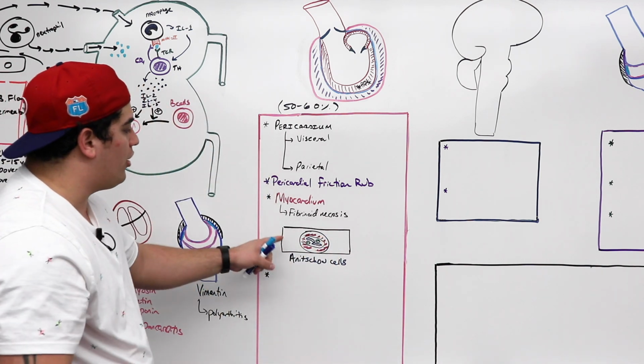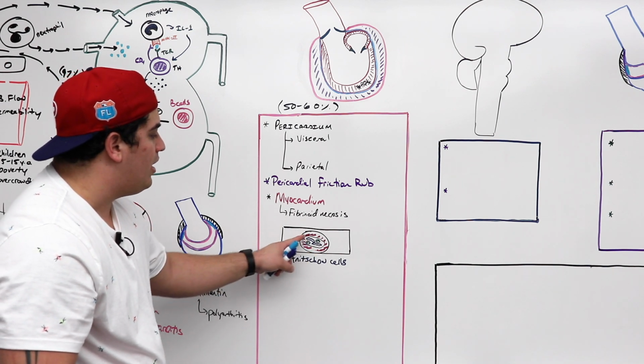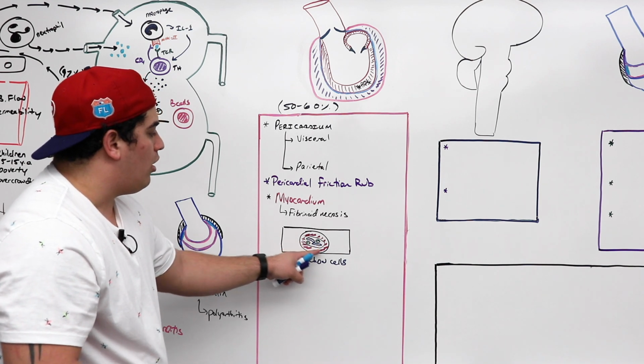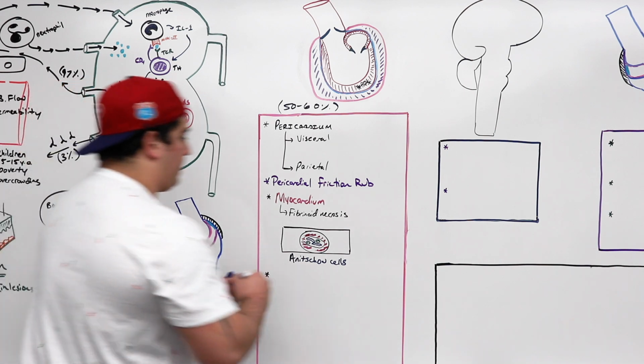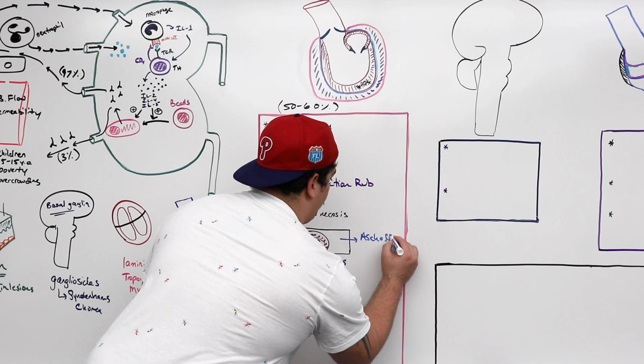So what is this whole thing here called? This entire fibrinoid necrosis, which consists of a lot of fibrinogen, some T cells, and some Anitschkow cells, which are these large caterpillar-like macrophages. This is called Aschoff bodies. So this is called Aschoff bodies.